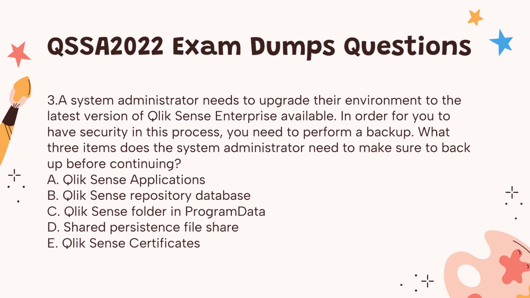3. A system administrator needs to upgrade their environment to the latest version of Qlik Sense Enterprise available. In order for you to have security in this process, you need to perform a backup. What 3 items does the system administrator need to make sure to back up before continuing? A. Qlik Sense applications. B. Qlik Sense repository database. C. Qlik Sense folder in program data. D. Shared persistence file share. E. Qlik Sense certificates.